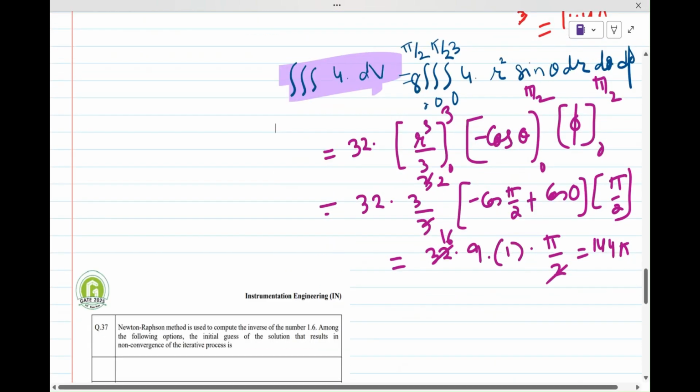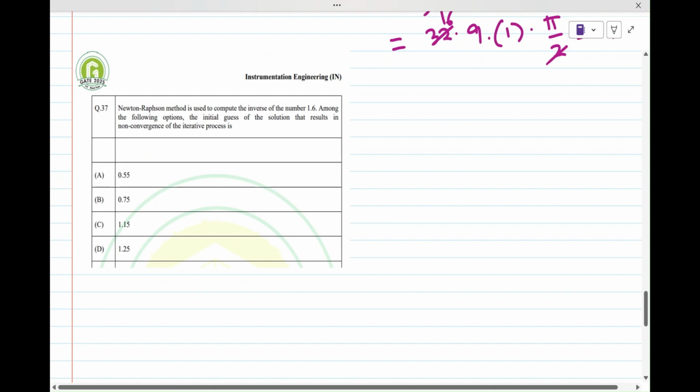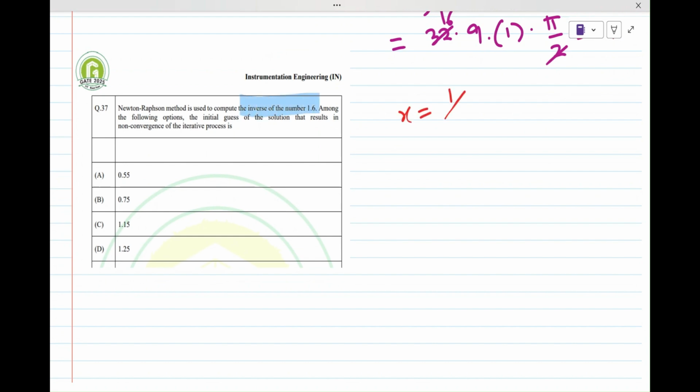So let us discuss the last question of this video. The Newton-Raphson method is used to compute the inverse of a number, here x is 1 by 1.6. Here n is 1.6. And just remember one thing, the formula of this one, if we apply the Newton-Raphson method, x n plus 1 is equal to x n into 2 minus n x n.